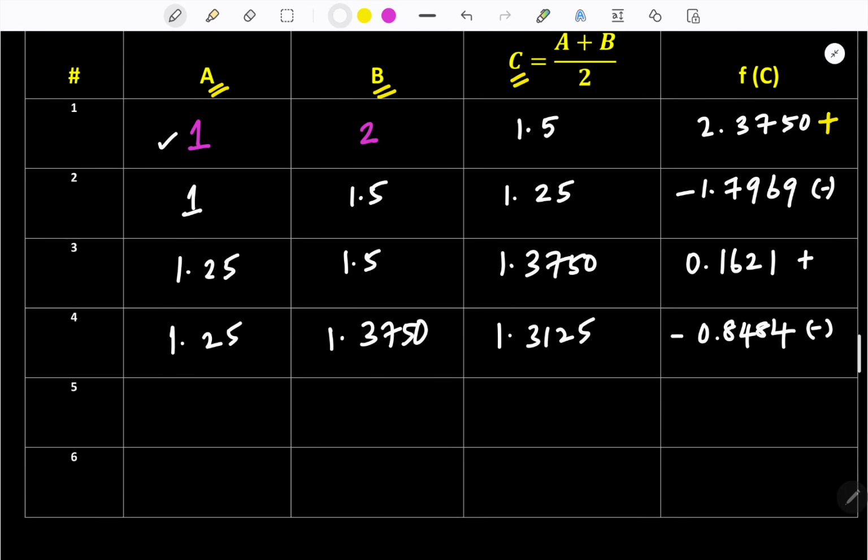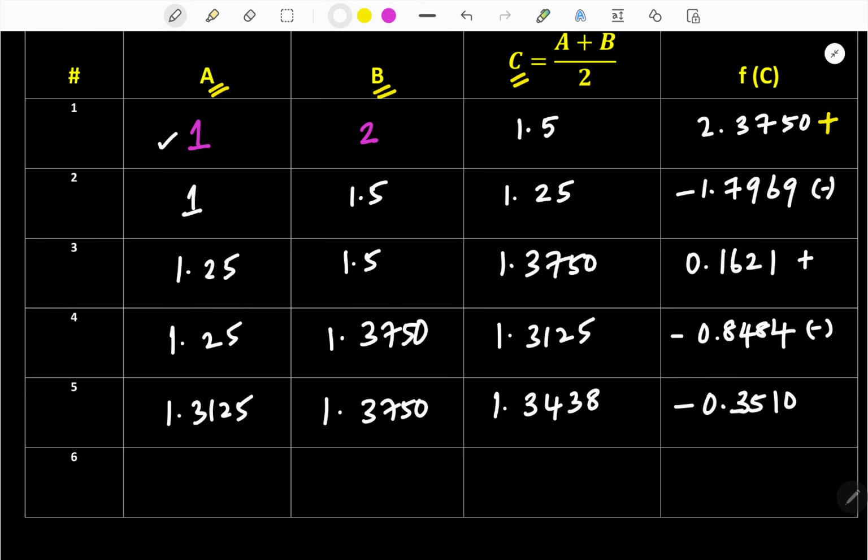What's your A? This one. 1.3125. B is B. 1.3750. Again go to the calculator. Press equal. 1.3125. Press equal. B is 1.3750. Press equal. Okay. You will get now C is equal to 1.3438. Again press equal. You will get minus 0.3510. Right? Okay, teacher. When I should stop?